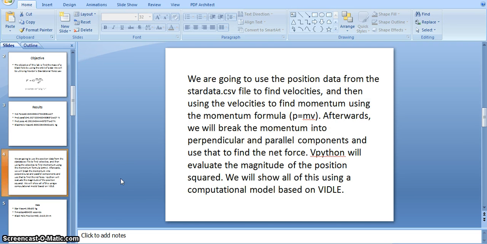We are going to use the position data from the stardata.csv file to find the velocities, and then using the velocities, we'll find the momentum using the momentum formula p equals mv. Afterwards, we will break the momentum into perpendicular and parallel components and use that to find the net force. VPython will evaluate the magnitude of the position squared. We will show all of this using a computational model based on VIDLE.